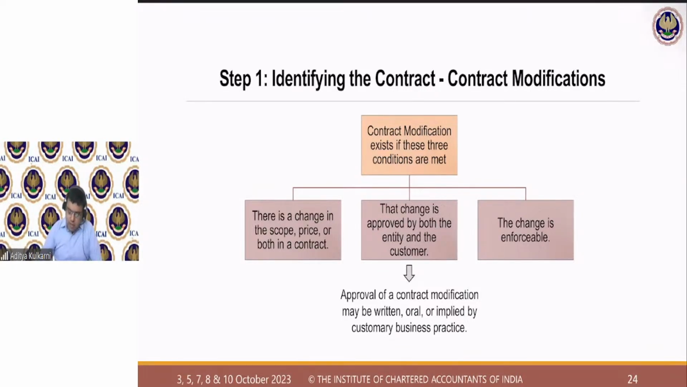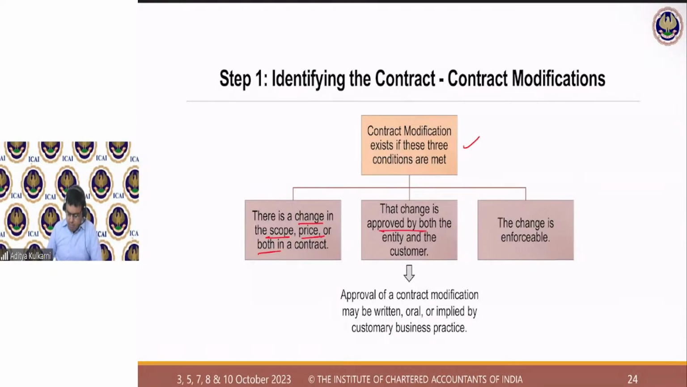Okay. So coming to contract modifications, very, very important. Contract modifications could exist if these 3 conditions are met, and they are very simple conditions that even you and I will agree. There is a change in the scope, price, or both in the contract. So first thing is, there is a change in scope, price, or both. Scope means the goods supplied, the quantity increases, the quality changes, whatever it is. Price means obviously the rate changes there, or both undergo a change.